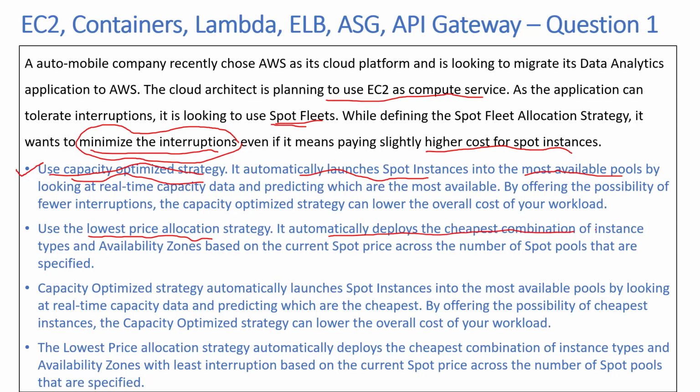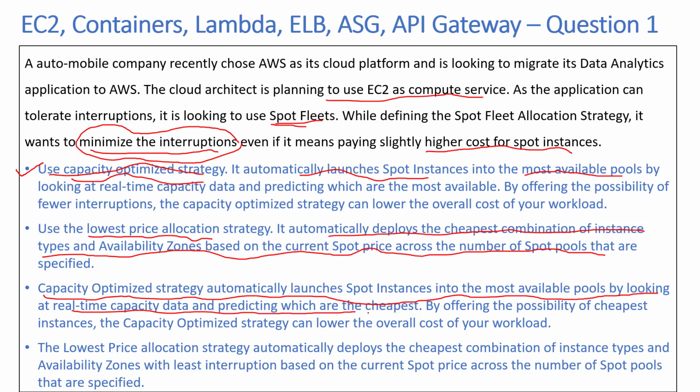It deploys the cheapest number of instances, types, and availability zones based on the current spot price across the number of spot pools available. So this does not guarantee minimize interruption, but it guarantees the lowest cost. Okay. Now, capacity optimized strategy automatically launches spot instances into the most available pools by looking at the real-time capacity and predicting which are the cheapest. By offering the possibility of the cheapest instances, the capacity optimized can lower the overall cost of your work.